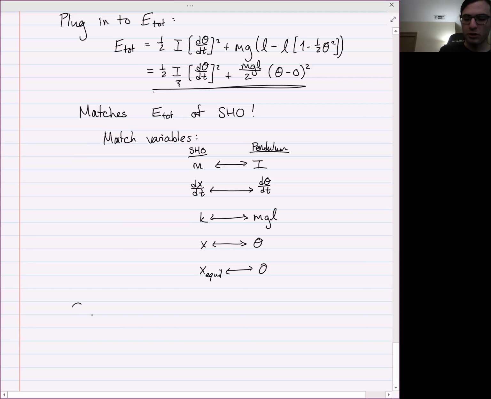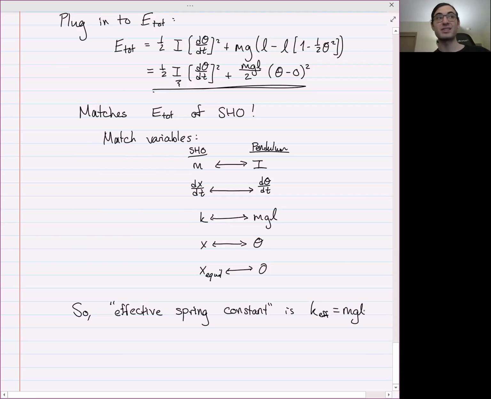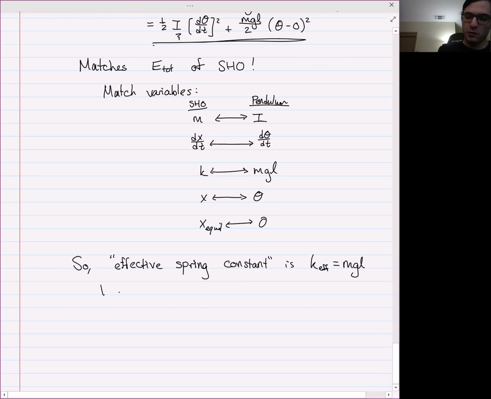So in particular, the effective spring constant of the system is K effective, which is just mgL. If we were treating the system like a spring, the spring would have to have spring constant mgL. And then we can figure out the period. Well, we know the period of a simple harmonic oscillator. It's 2 pi times the square root of the mass divided by the spring constant. So we just need to plug in the appropriate variables.